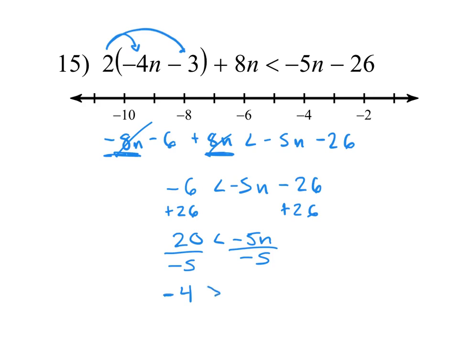So -4 is greater than n. So that means n is less than -4. So we're going to go in the left direction or the right direction? If n is less than, left. Perfect, we go left. Any questions here?